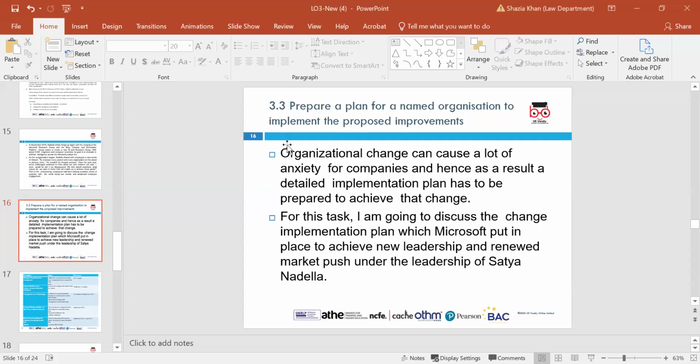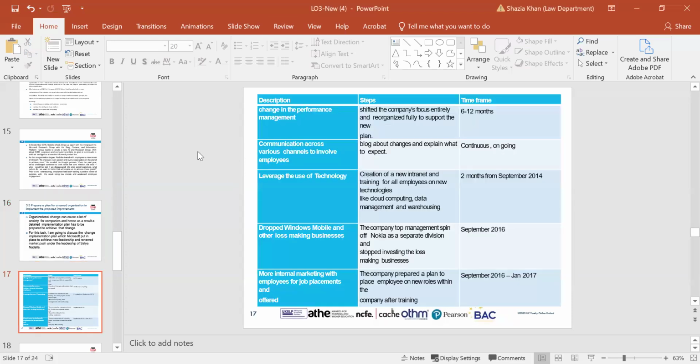So this is in regard to the description. There's a change in performance. The step that needs to be taken is to shift the company's focus entirely and reorganize fully to support the new plan. The time frame is 6 to 12 months. The next one, the description, is communicate across various channels to involve employees. The step to take is to blog about changes and explain what to expect. The time frame is continuous and ongoing.